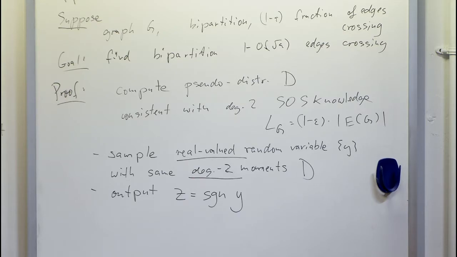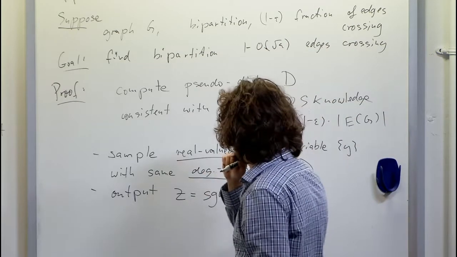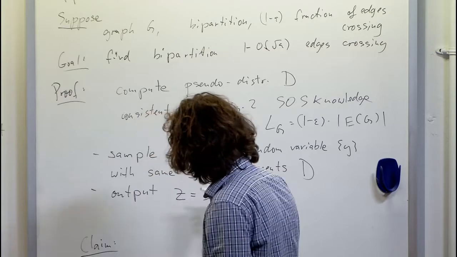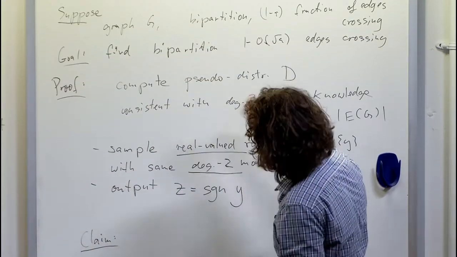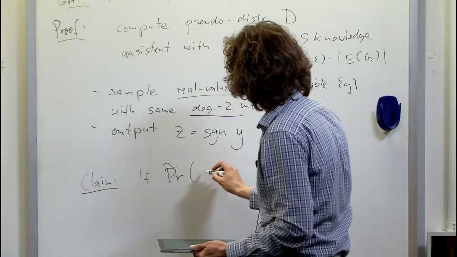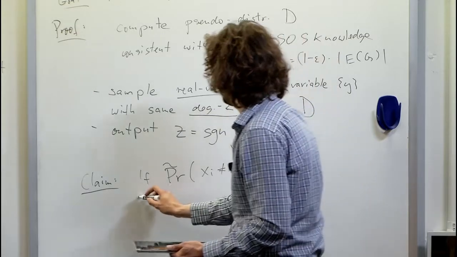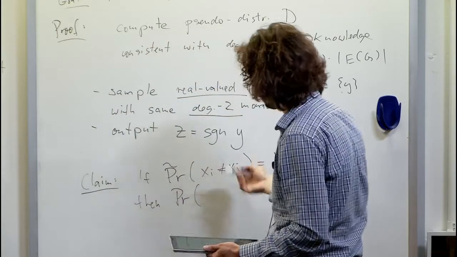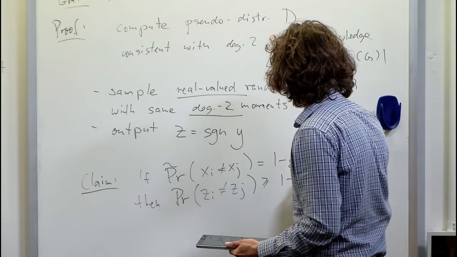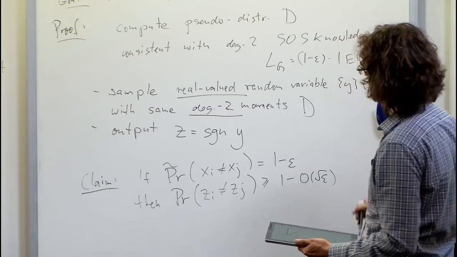And so there's one claim which will establish that you get this kind of guarantee: if the probability under the pseudo distribution that xi is different from xj is equal to 1 minus epsilon, then the probability, which is now with respect to an actual distribution of z, that zi differs from zj will be at least 1 minus order root epsilon.